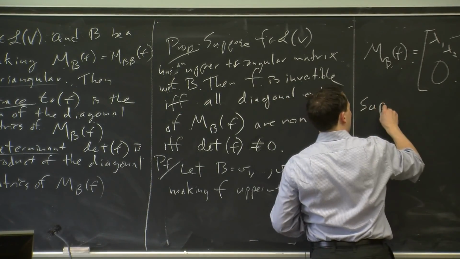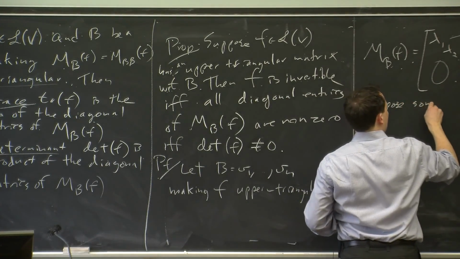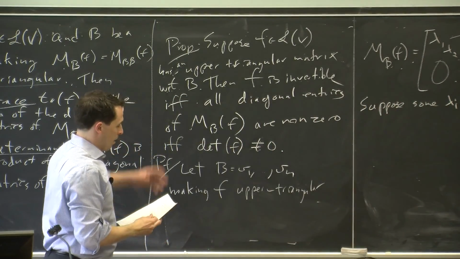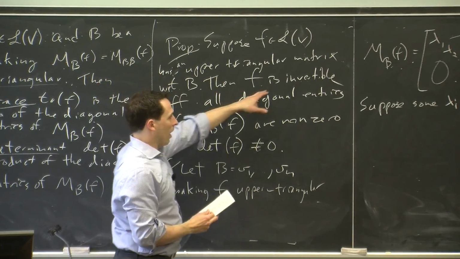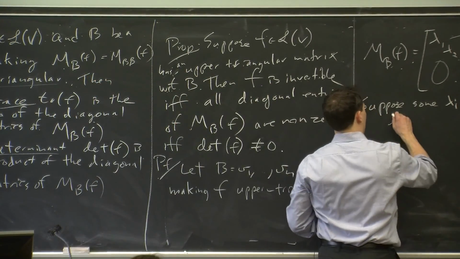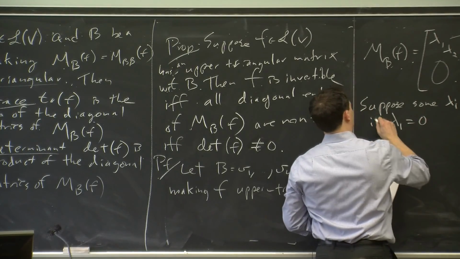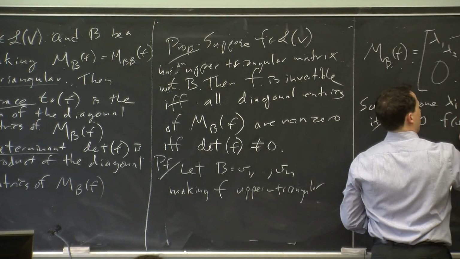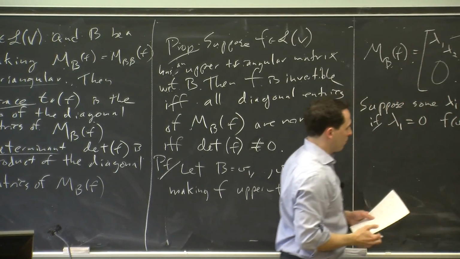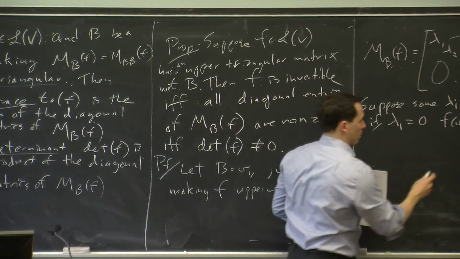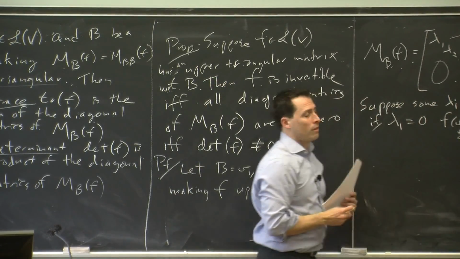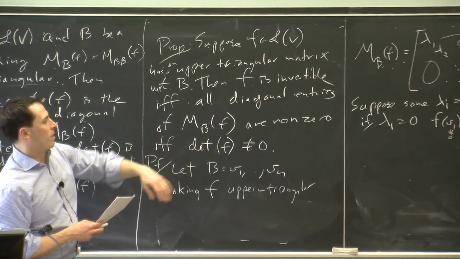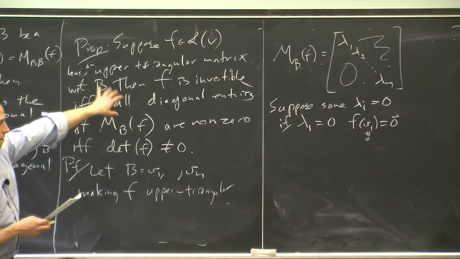On the one hand, suppose we have some lambda i which is equal to 0. We want to show that F is not invertible. Well, if it's lambda 1, that's easy. That means that F of V1 is equal to the 0 vector. And V1 is a basis element, so in particular it's not 0. So F has a kernel, F has a null space, F is not injective, and F is not invertible.